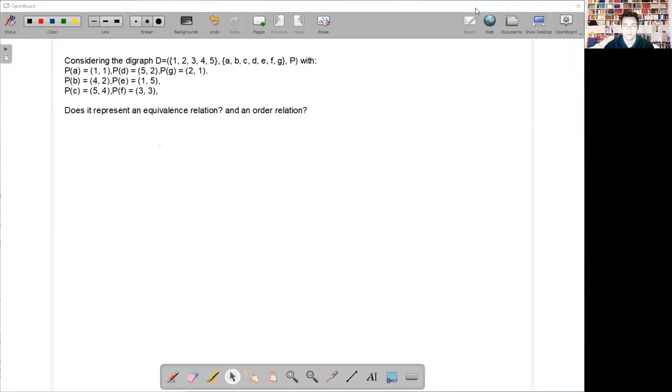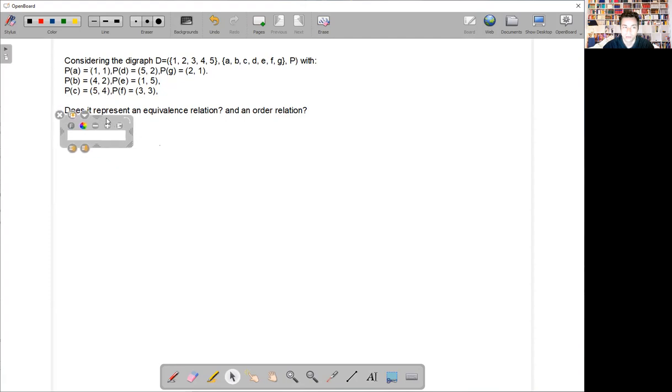Okay, so this is the problem for today. We have a directed graph defined here. And as you can see, we have the set of vertices, the set of edges, and the application, right? And we have the application defined here for every link, or every edge, in the graph. Then we have two questions. Does it represent an equivalence relation and an order relation?